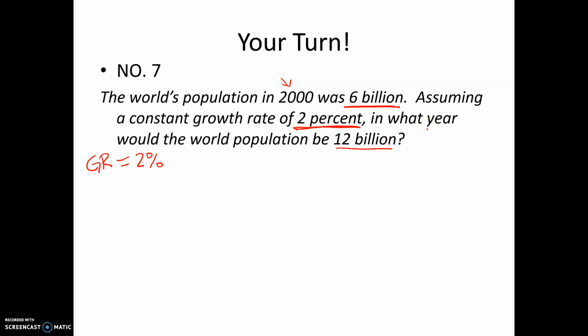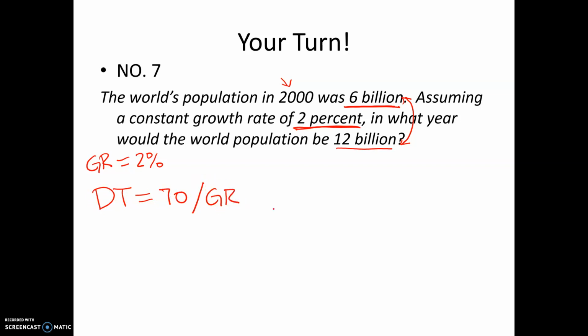So how do we figure this out? Well, the only way that we can do this is by finding a relationship between these two numbers. So 6 billion and 12 billion. 12 billion is double 6 billion. Okay, so we're going to use doubling time. Doubling time equals 70 divided by our growth rate.